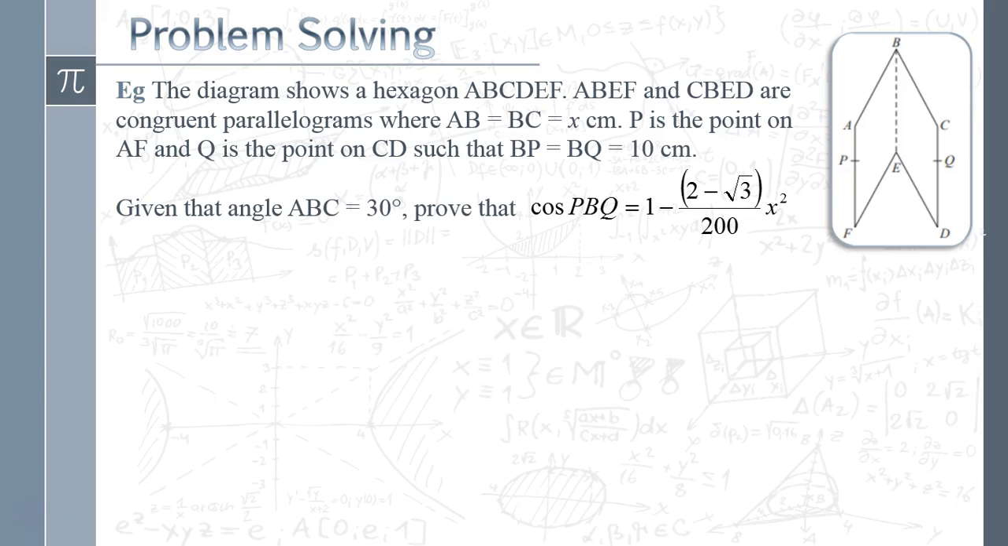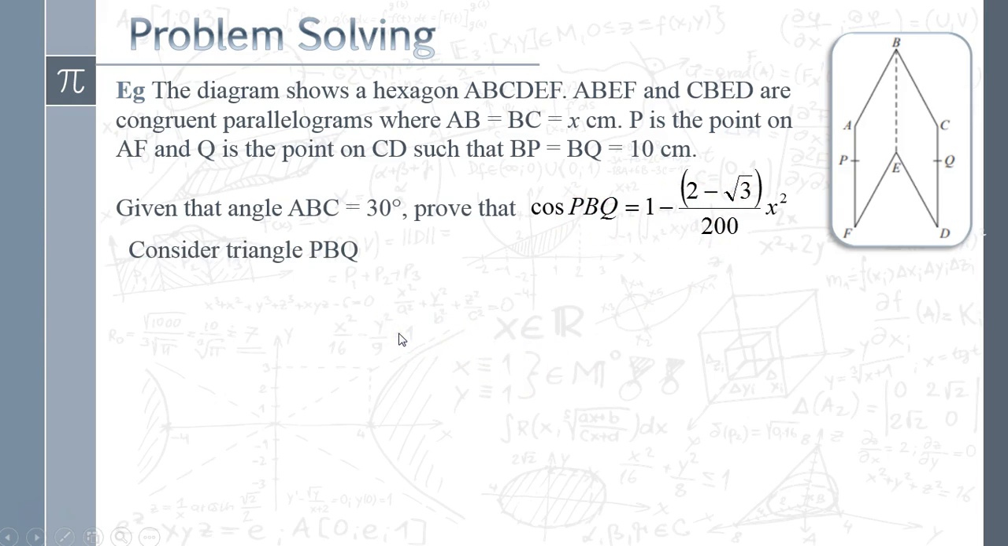So what we've got is that hexagon. We've got A, B, C, D, E, F, and then two points P and Q. And we've got some information about the size of angle A, B, C, so the angle at the top. So that angle there is 30 degrees, and we've got to prove this fact here, which looks horrible, but let's just see how we go.